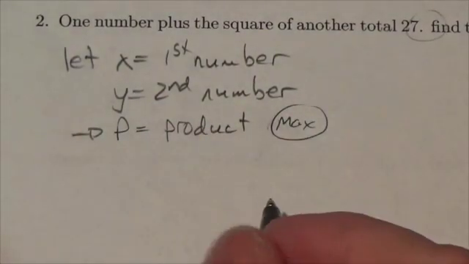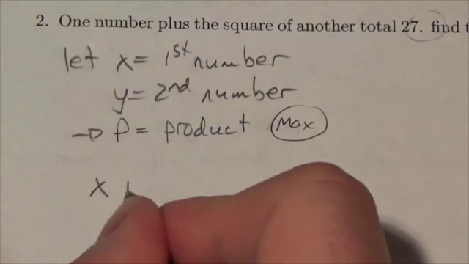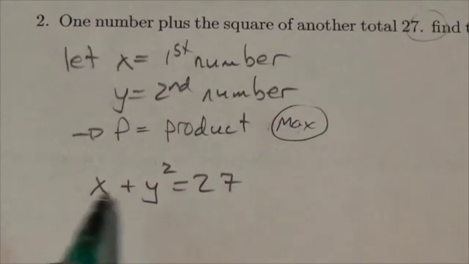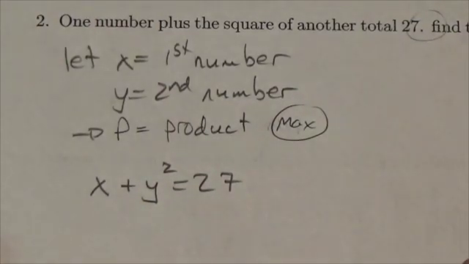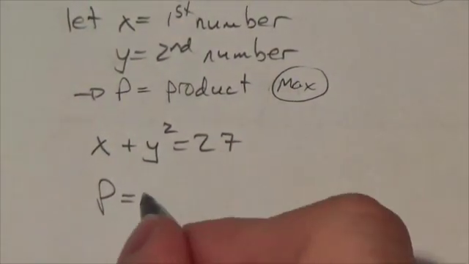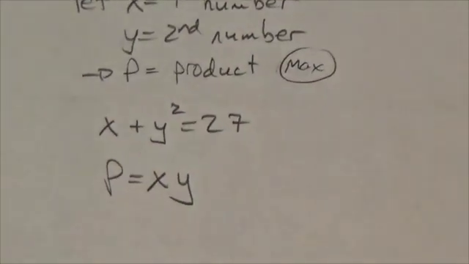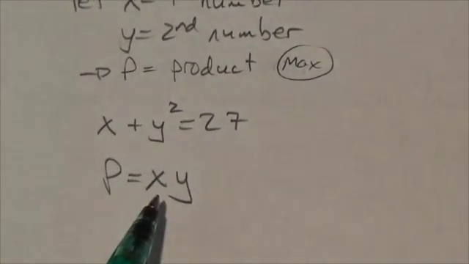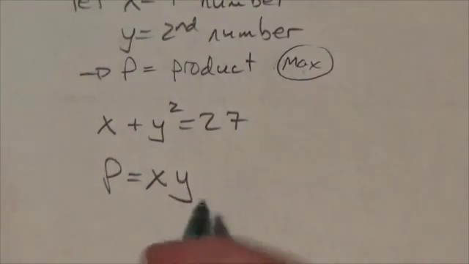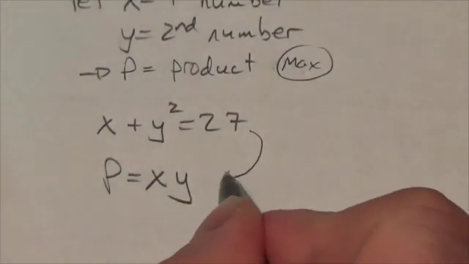So the first equation that we're going to get here is one number plus the square of the other is equal to 27. Well, there's a nice straightforward relationship between x and y here. Now, p, the thing that we're going to try to take the derivative of, is simply xy. Under the assumption that y is a function of x, I could take the derivative of this with the product rule and set it equal to 0. But really, what I want to do is take this equation and plug it into this one.